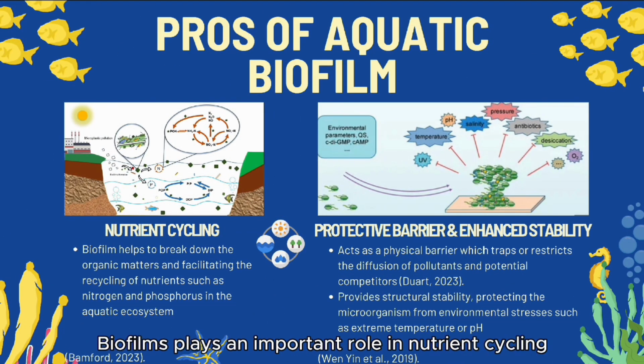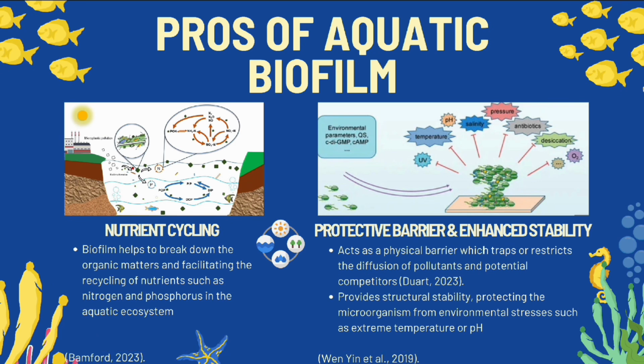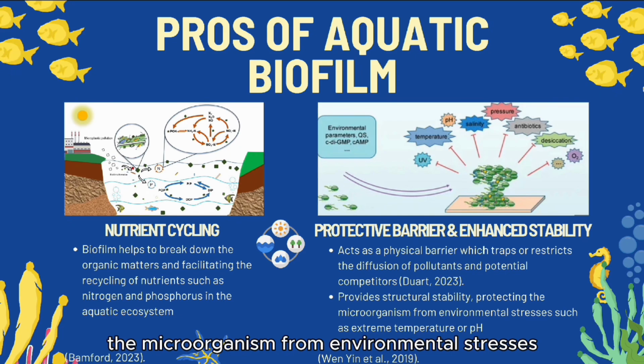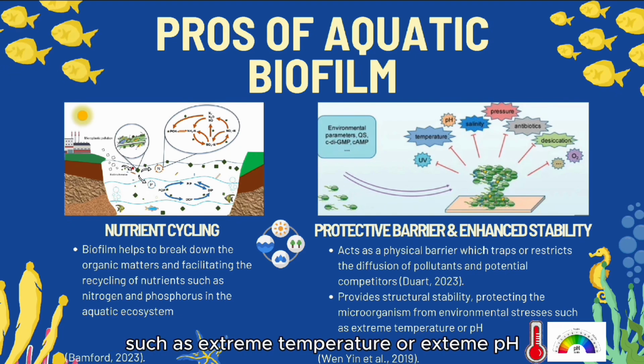First of all, biofilm plays an important role in nutrient cycling, such as the nitrogen and carbon cycles. Biofilm helps to break down organic matter and facilitates the recycling of nutrients, such as nitrogen and phosphorus, in the aquatic ecosystem. Furthermore, aquatic biofilm acts as a protective barrier and helps to enhance stability in the aquatic ecosystem. Biofilm acts as a physical barrier which traps and restricts the diffusion of pollutants and potential competitors. Biofilm also provides structural stability, protecting the microorganisms from environmental stresses such as extreme temperature or extreme pH.